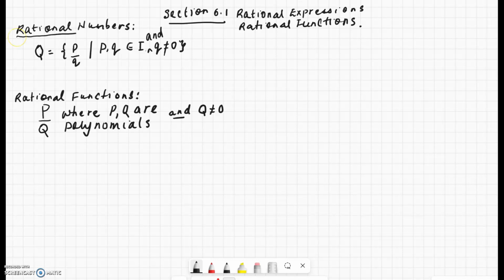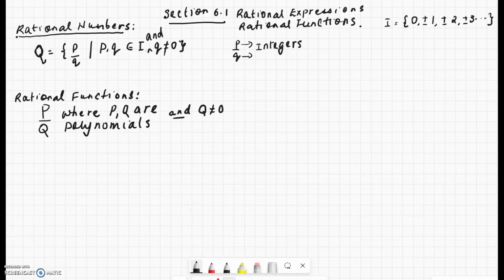So rational numbers. The definition of rational numbers is the set of all, so this is Q, which is the notation for rational numbers. So anything that looks like a P over Q, and the important thing is both P and Q are integers. And let me remind you what integers are. The set of integers includes 0. It could be plus or minus 1, plus or minus 2, plus or minus 3, and the list goes on forever.